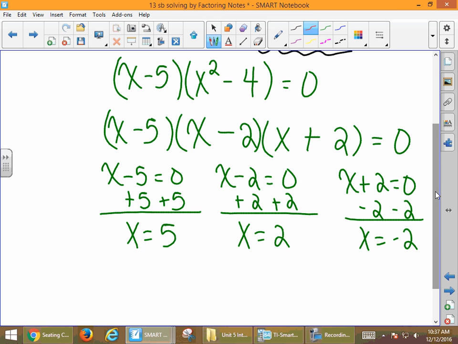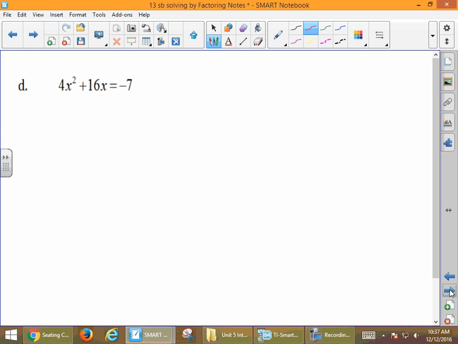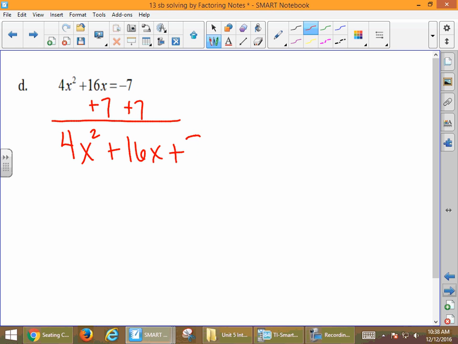As we finish one last time, we must have the equation set equal to 0 to use the zero product property. That means that we're going to have to add 7 to both sides. The nice part on this one is that they're all pluses. So whenever I see all pluses, we don't have to worry about signs so much. But this one is definitely a split the middle problem.